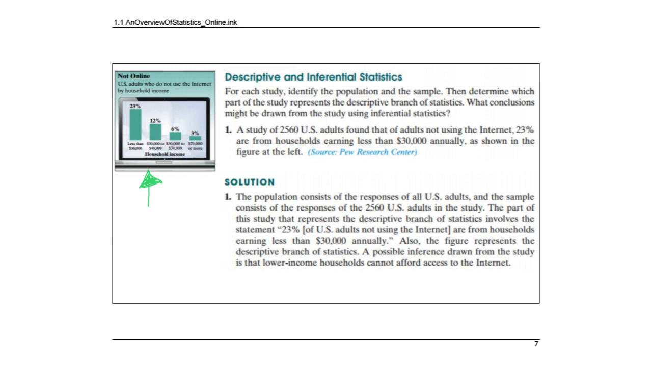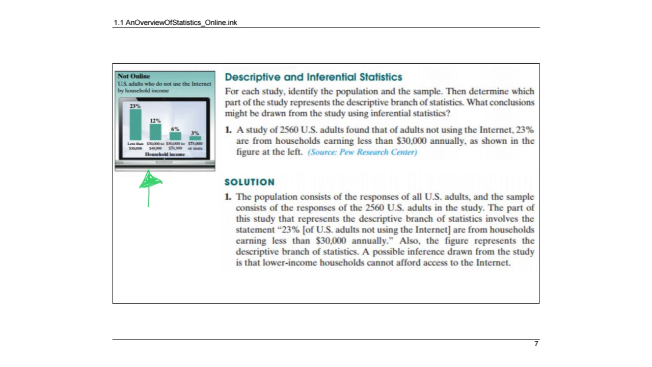So we want to know the population and the sample. Okay, well, the population is going to be all US adults, but we only talked to 2,560 of them. We know there's millions of adults, right? So the population is all the US adults. The sample consists of 2,560 of the adults that we talk to. So that's our sample.